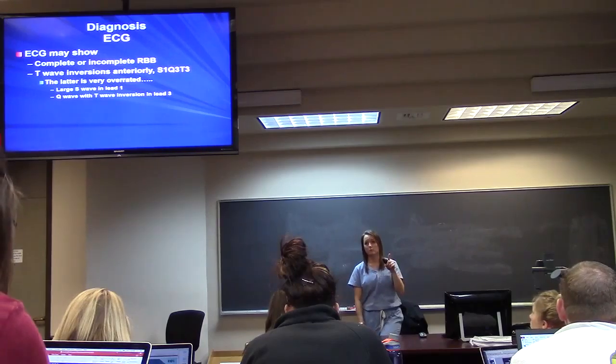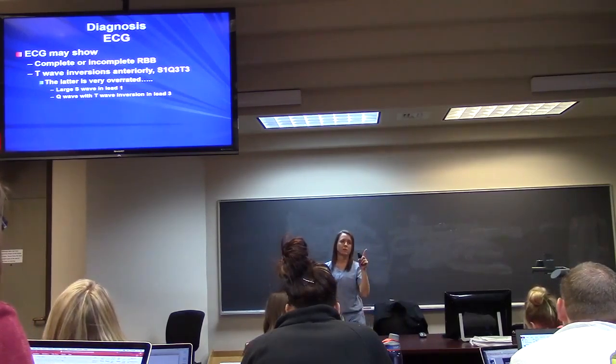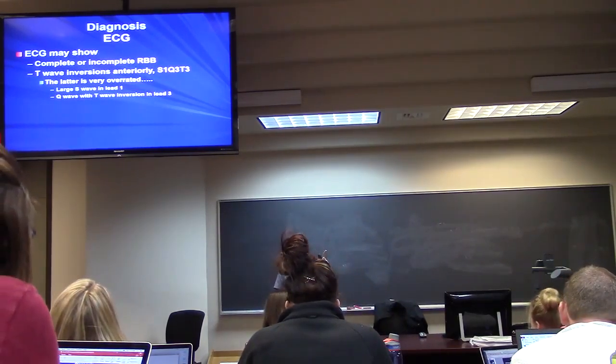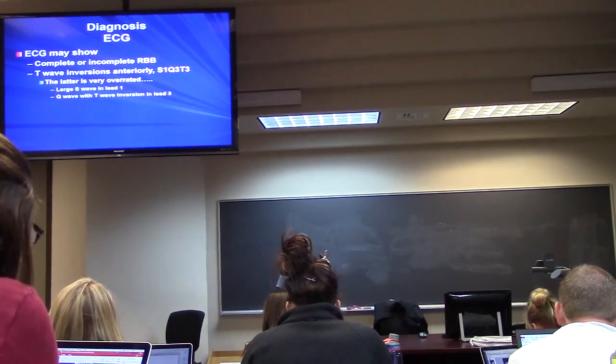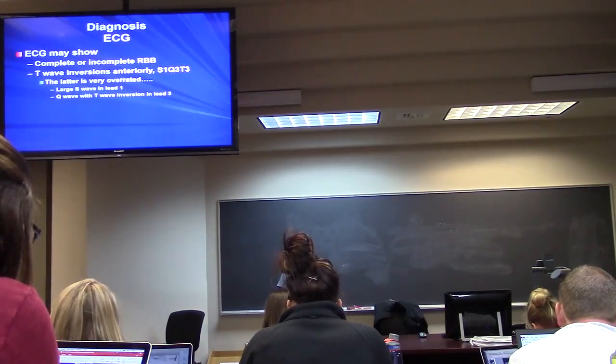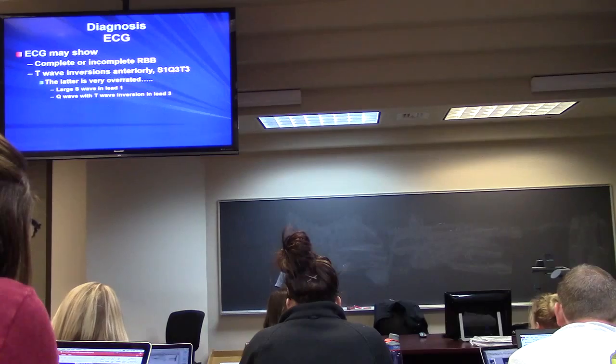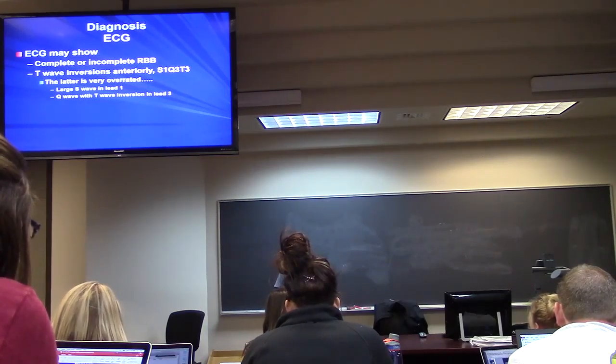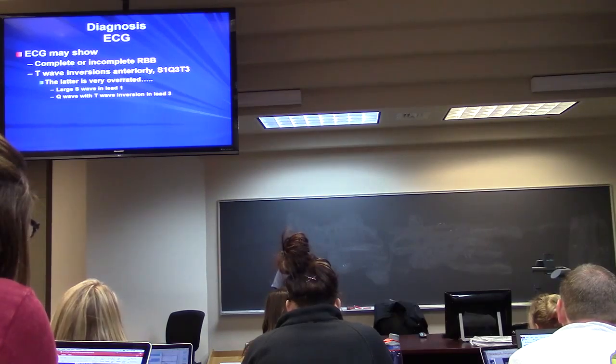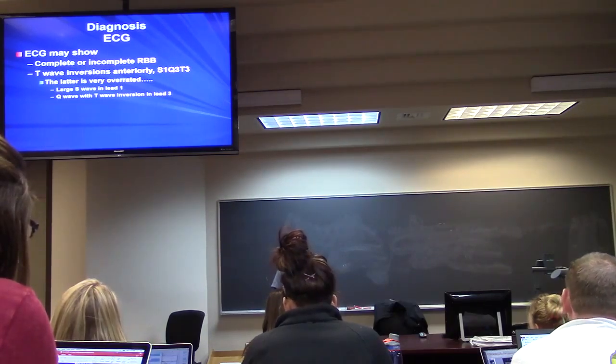ECG, this is a great test question, and they love to throw this out, but I've never seen it. So you can get S1, Q3, T3. So you get a large S wave in lead 1, you get a Q wave and T wave inversion in lead 3. It's a great test question. I guarantee you will see it. If not on this test, you'll see it on your boards. So just remember that, and that's about the only place you'll get it.